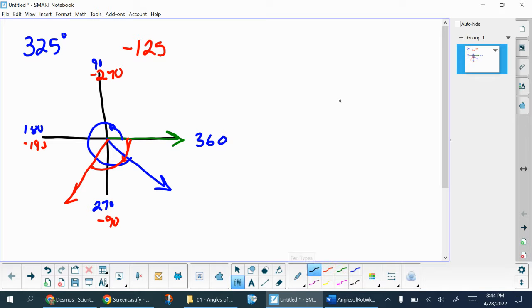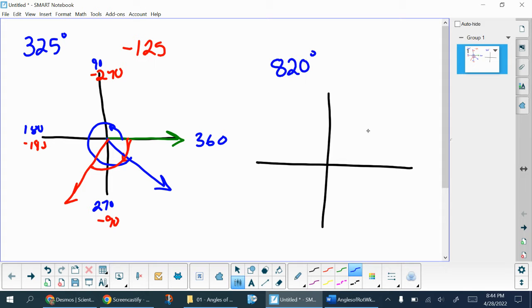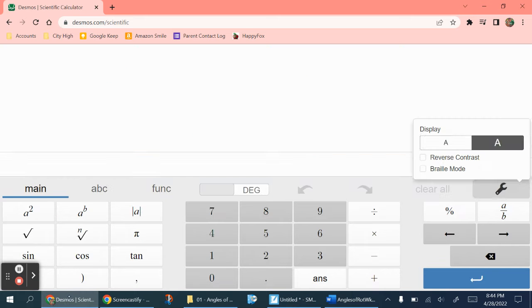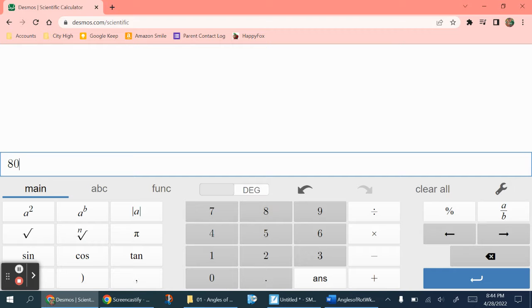The hardest part of this is when we get angles that are over 360 degrees. If I say I want an angle of 820 degrees, well, that's not on our normal 360 degree revolution. So this is where I'd grab a calculator. I take 820 and I just start subtracting 360. So that's not less than 360, but that is. So I know I'm going to have to go 2 full revolutions plus 100 degrees.